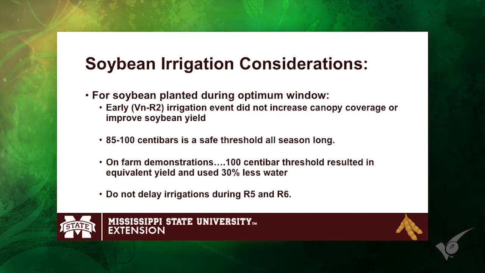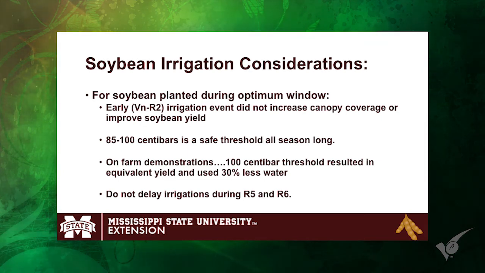This 85 centibar threshold, again, this was on a silt loam. You've seen the data before presented, all these on-farm studies. We've triggered off of 100 centibar thresholds, 30% water savings, equivalent yield. That's across, I think, 20 site years of data. So very strong data set, 85 to 100. Letting it go past 100, we can't afford to do that, particularly in these later reproductive growth stages.